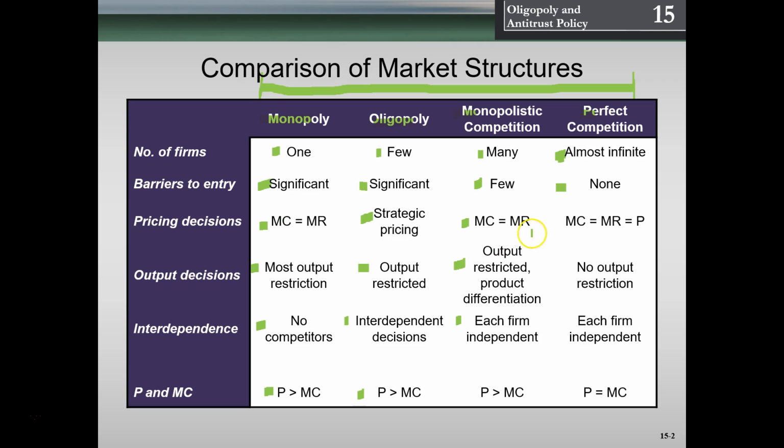Pricing decisions, we're going to have marginal cost equals marginal revenue equals price in this case of perfect competition. Output decisions, no output restrictions, so there are no restrictions there. Interdependence, each firm is interdependent, and on price and marginal cost, we're going to produce where price equals marginal cost.